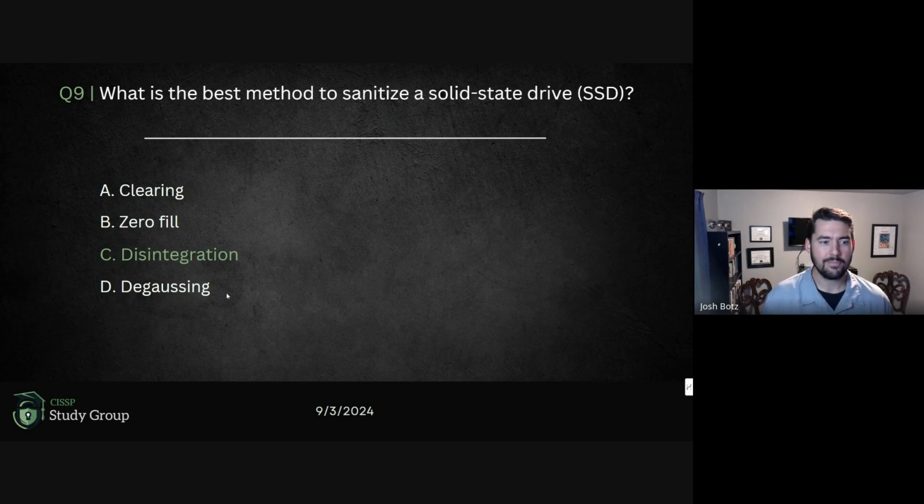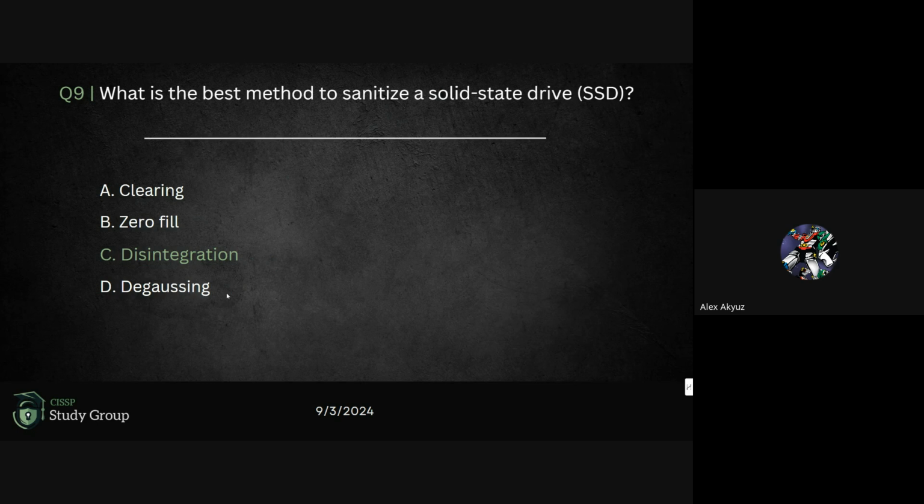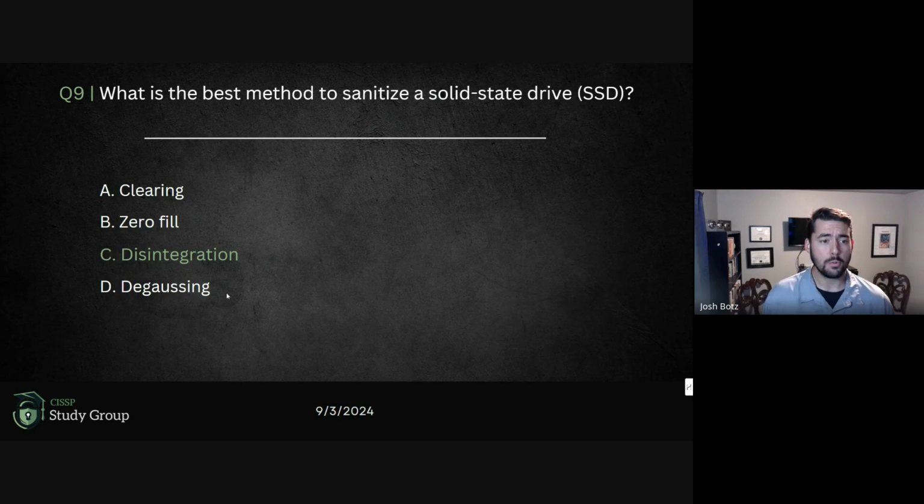Because degaussing is for HDD drives. Yeah, degaussing works because of the magnetization in the drive. Or I don't know how it works at that level. That's a question for forensics guys. But degaussing doesn't work on SSDs. The components inside are not magnetized in the same way.